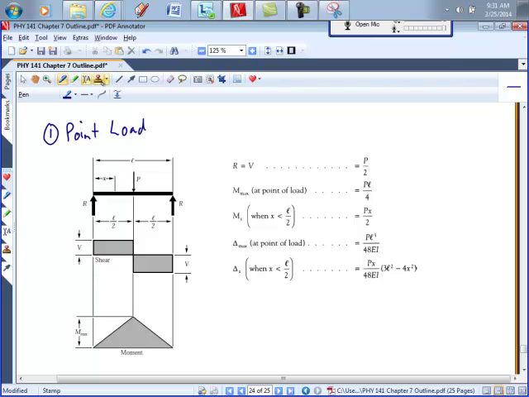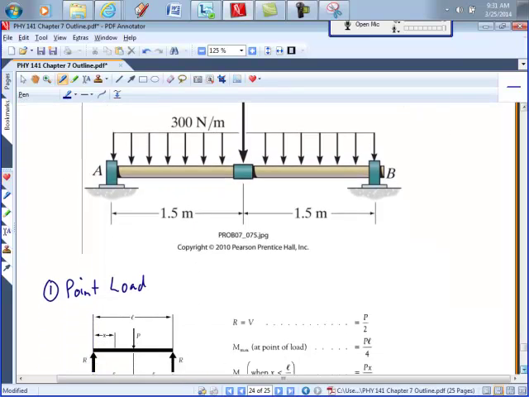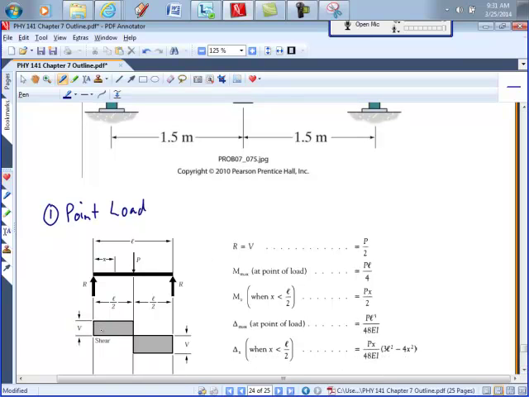All right. So for this problem, our point load is 500 newtons. So that means my maximum shear, that's actually the shear value everywhere, is going to be plus or minus P over 2, which is going to be 500 newtons over 2, or 250 newtons.